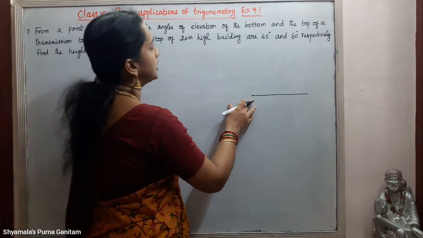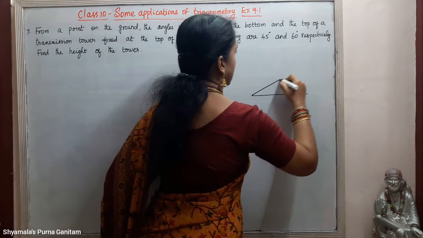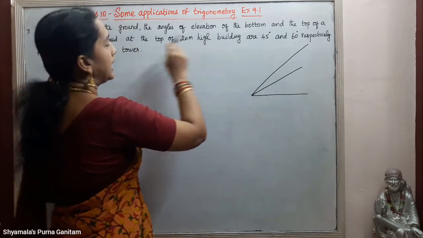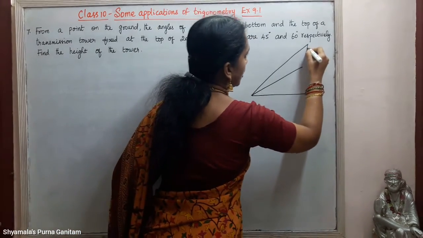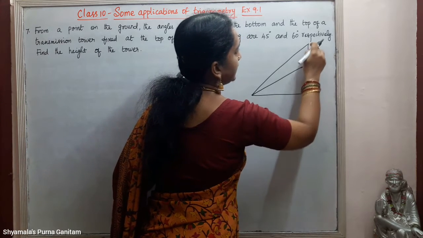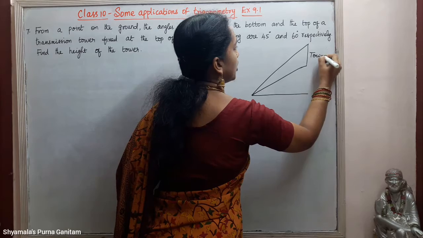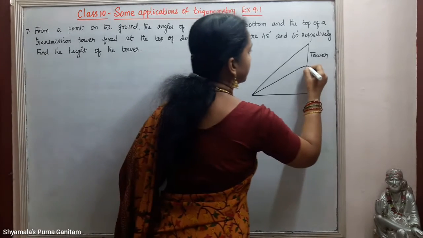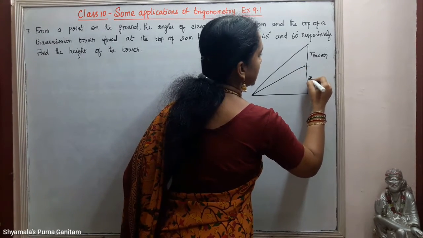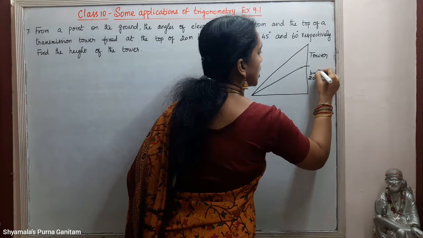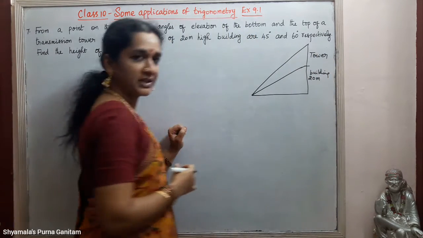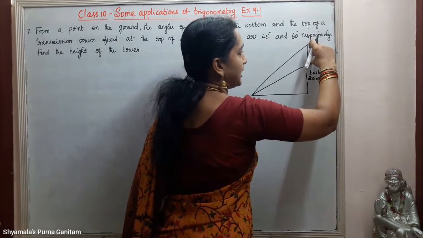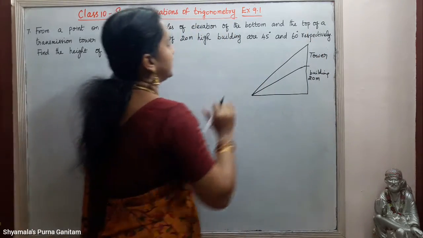From a point on the ground, the angles of elevation of the bottom and the top of a transmission tower fixed at the top of a 20 meter high building. So above this building, the tower is fixed. The height of the building is given as 20 meter, and above this 20 meter building, that tower is fixed.